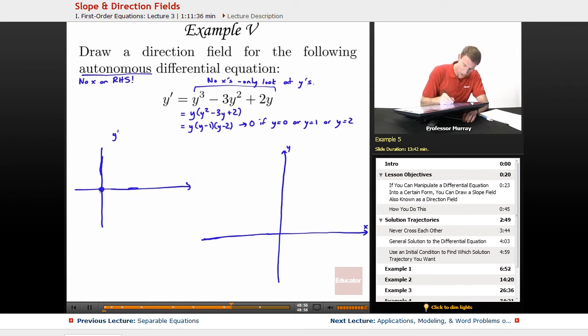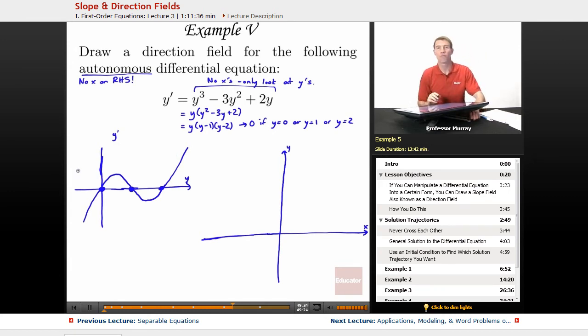So y is equal to 0, and y is equal to 1, and y is equal to 2. And I know it's a positive cubic function. I know the generic shape for cubic functions is it goes up and down and up again. So it's something like this. So what I just graphed there is y cubed minus 3y squared plus 2y. And I'm going to use that to inform my graph of y versus x.